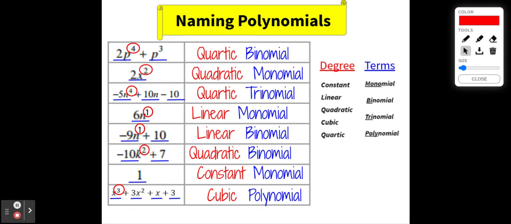So when you're naming polynomials, you name it with 2 names. The first one is the degree. That is the exponent of the very first term when it's in standard form, your highest power there. The second name is how many terms there are, and that's your monomial, binomial, trinomial, and polynomial. So 2 names when you're naming polynomials.